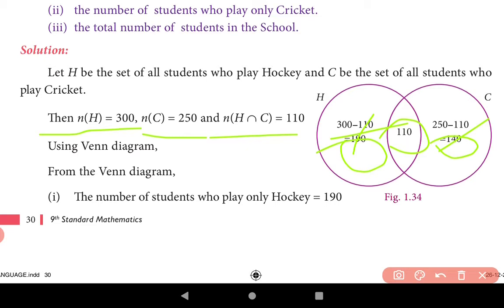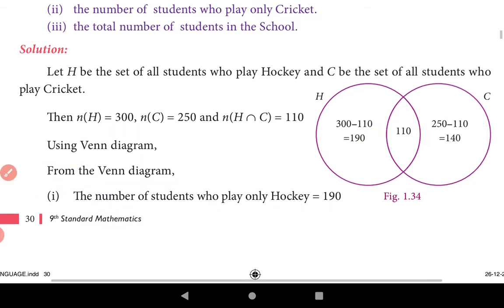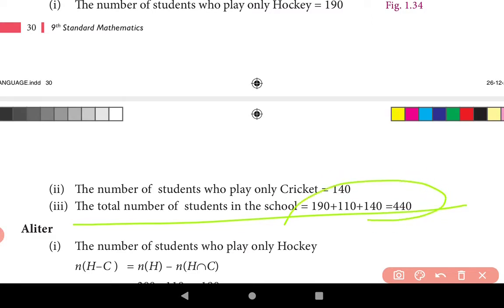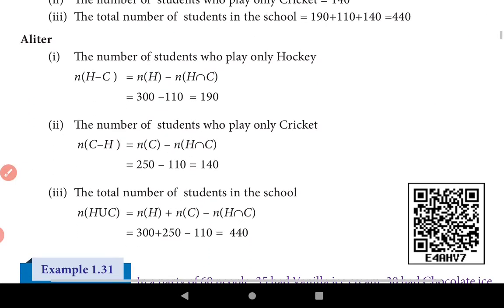So using the Venn diagram, the number of students who play only hockey is 190, and the number of students who play only cricket is 140. For the total number of students, you can add 190, 110 plus 140, and altogether you will get 440. So these are the total number of students in the school. Okay, now I hope you understood this.